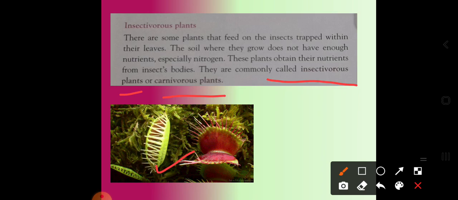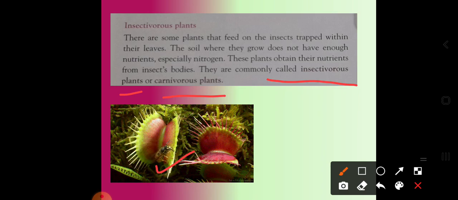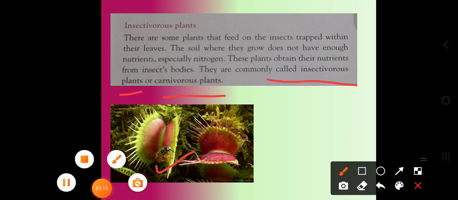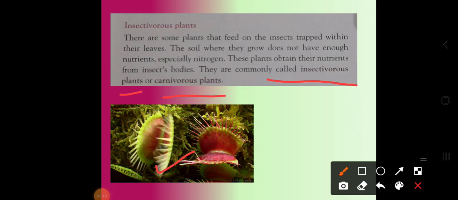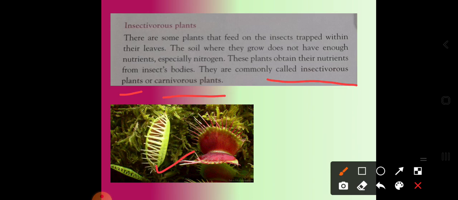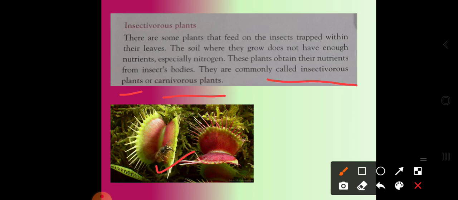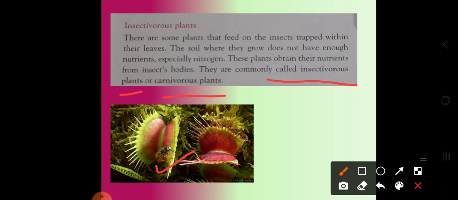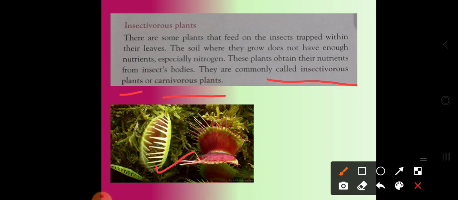They are such a type of living organism. They are eating the flesh of animals. Okay, so if these plants are getting their nutrition from insects, then this is also one type of carnivorous plant. So this is also known as carnivorous plants. A question can be asked: what are carnivorous plants?